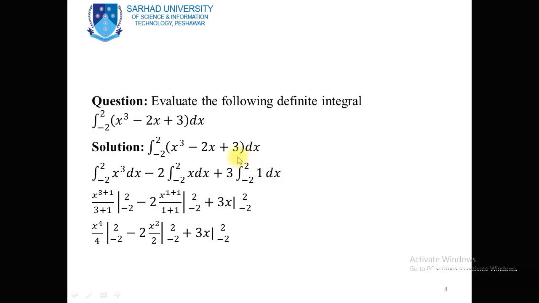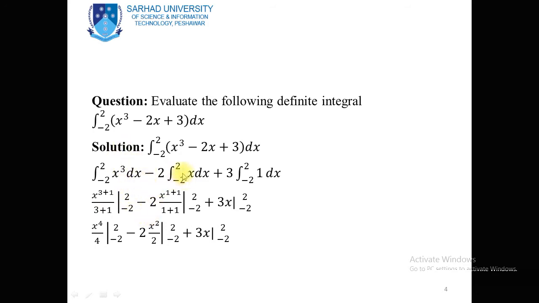Now another problem: to evaluate the integration from minus 1 to 2 of the function x cube minus 2x plus 3 with respect to x. First of all evaluate this integral and then put the limits in the obtained result of this integration. So the integration of x cube with respect to x, minus integration of 2x with respect to x, plus integration of 3 with respect to x. The integration of x cube with respect to x: adding 1 to the power and adding 1 to the power in the denominator, so x power 3 plus 1 divided by 3 plus 1, and this is the given limit for the integration.